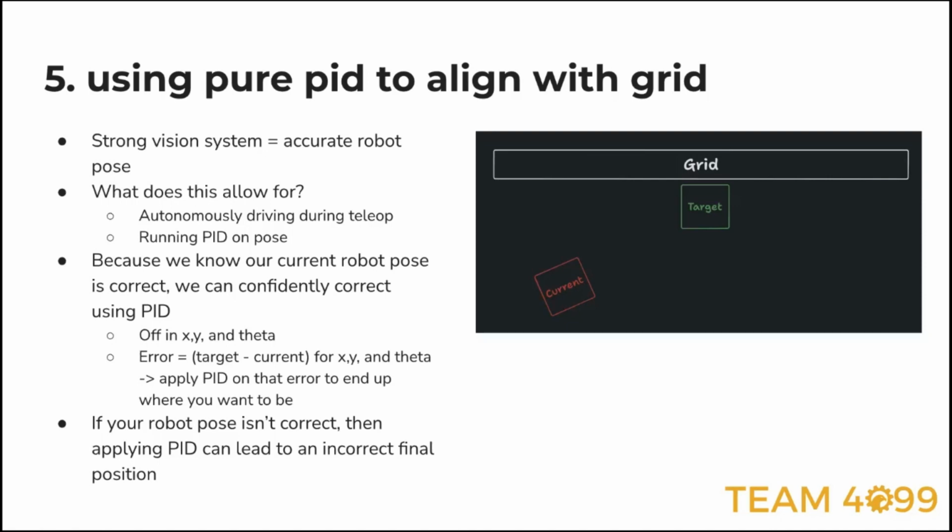Another thing to note is if your robot pose isn't correct, then you're going to be applying PID to something which already has error within it, so you're not going to be able to get exactly to your target position. So it's really important that you work on getting an accurate robot pose first, and then using PID in order to do stuff like score.